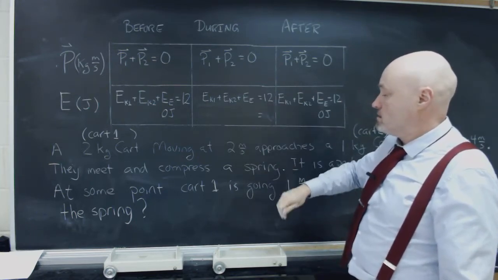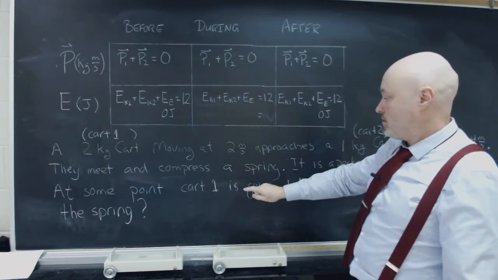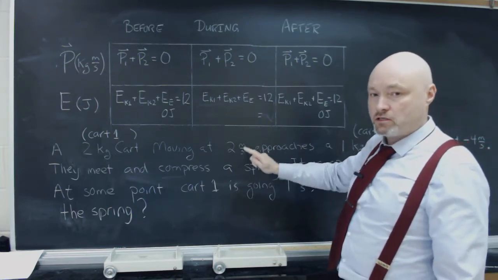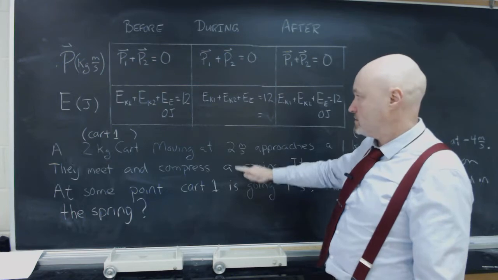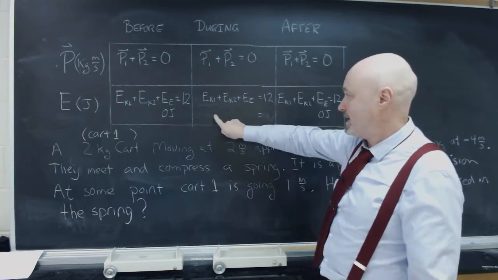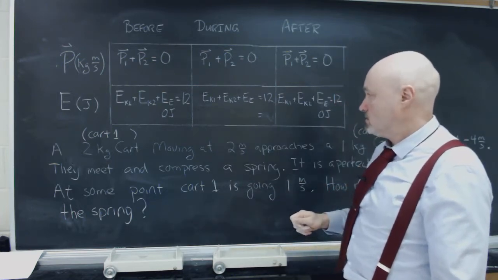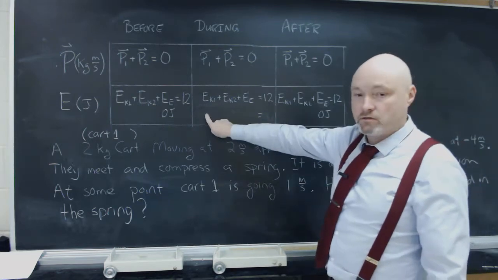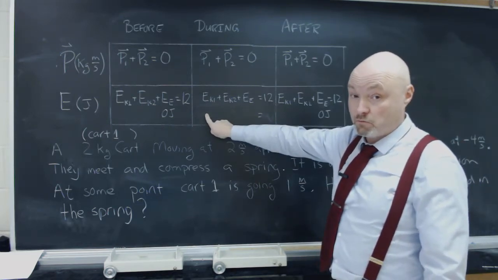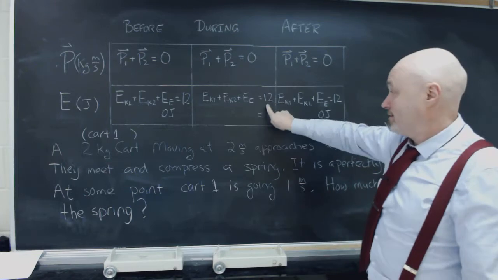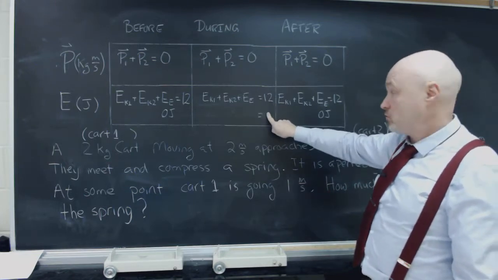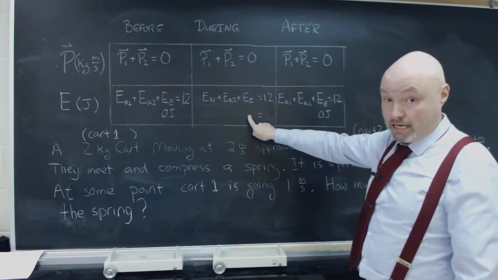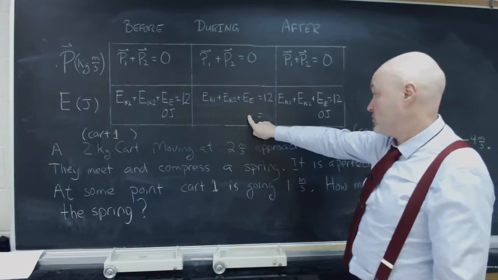Okay. The first trick is going to be finding out how much momentum cart 2 has so we can figure out how much kinetic energy cart 2 has. We can also find the kinetic energy of cart 1 because we're given the mass and the velocity. We know that it's all going to add up to 12, and so that will tell us the elastic potential energy that's stored in the spring.